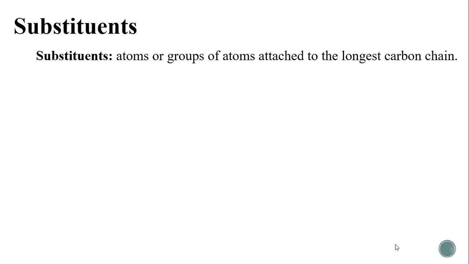So the first thing we're going to do is add things other than hydrogen to our carbon chains. When we add things other than hydrogen, we call those substituents. So these are atoms or groups of atoms that are attached to that carbon chain. There are two types of substituents that we add. The first kind of substituent is an alkyl group. Alkyl groups are just carbon branches that are attached to that longest chain.